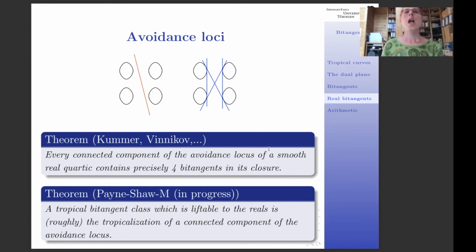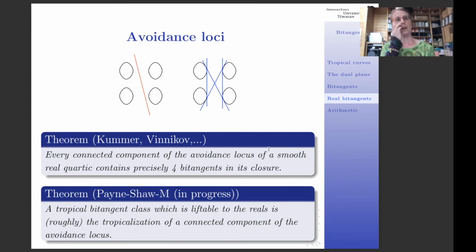Okay. And now, why did I get excited by this? Well, because here's yet again some sort of grouping bitangents into 4. Tropical geometry groups bitangents into 4 by mapping them to the same tropical bitangent class. And real geometry groups bitangents into 4 by checking in which connected component of the avoidance locus they correspond to. And of course, I wanted to know whether this grouping into 4 has something to do with each other.